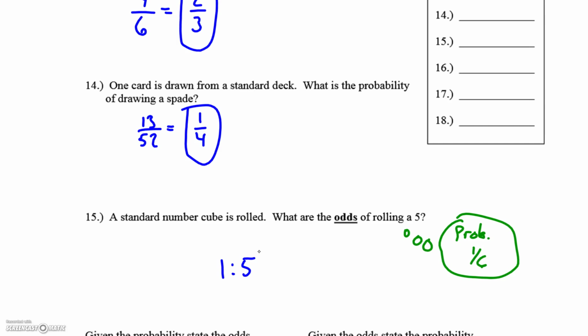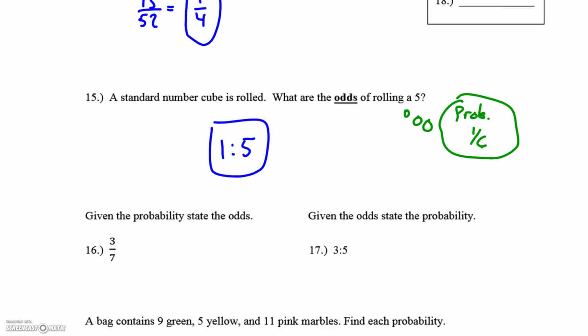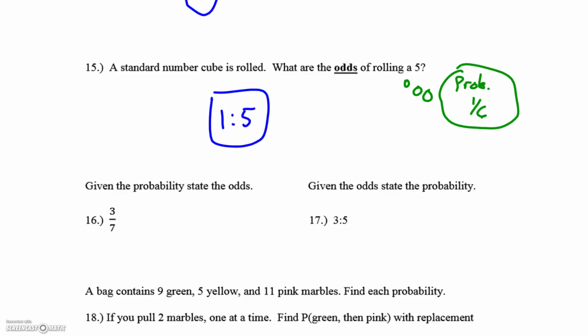Again, probability is what we want over the total. This is what we want versus what we don't want. So 1 to 5 for the odds, all right? Along those same lines here, I'm given the probability. I want to state the odds. Well, so the favorable is 3. The total is 7, which means there are 4 unfavorable outcomes. So it's 3 to 4. Okay? Instead of what we want over the total, it's what we want versus what we don't want.